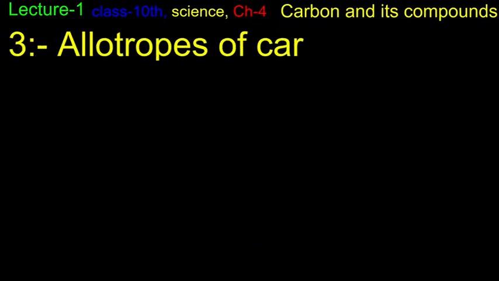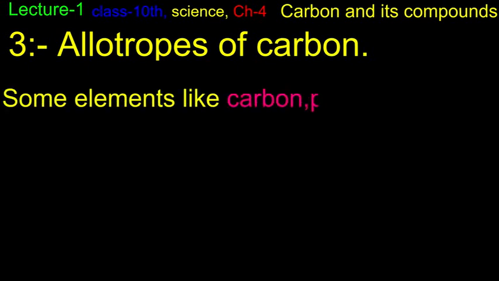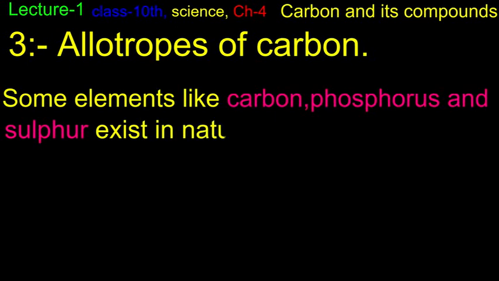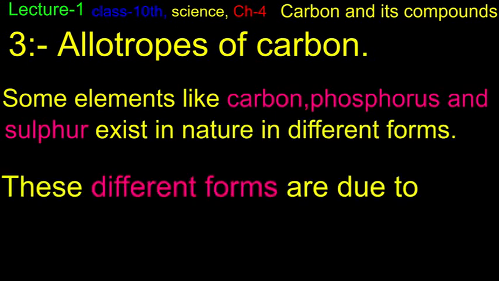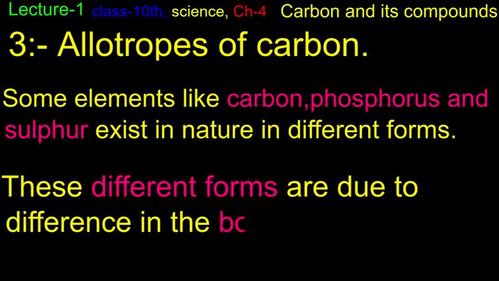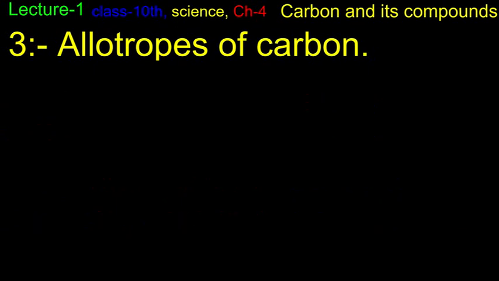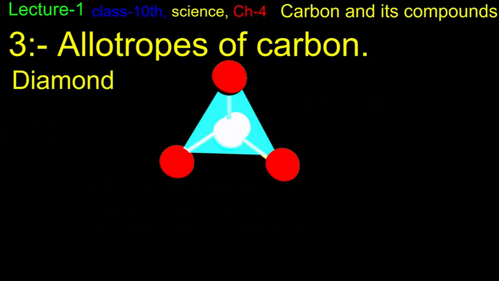Next I discuss about the allotropes of carbon. Some elements like carbon, phosphorus, sulfur, they exist in nature in different forms. These different forms are due to difference in the bonding in their atoms. Means it depends on how their atoms are bonded with each other.